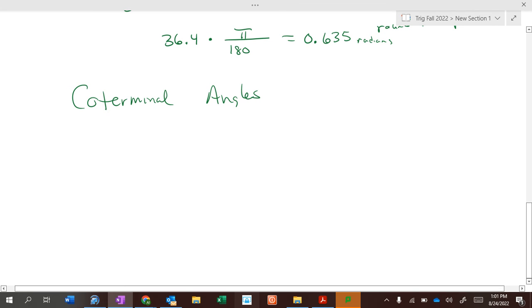Coterminal angles. We had that last time. Okay. What's coterminal with a 120 degree angle? What's another angle that's coterminal? 480 degrees, because they're how far apart? 360 degrees apart. And we could also go the other direction. What's 120 minus 360? Negative 240 degrees. Okay, those are coterminal angles.